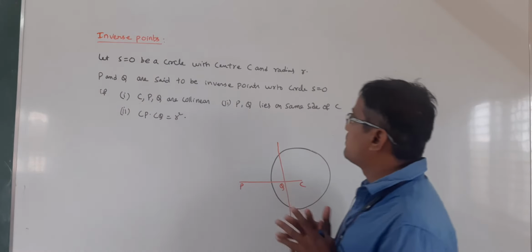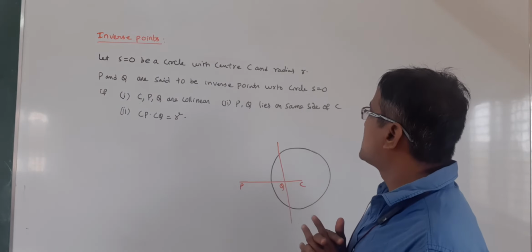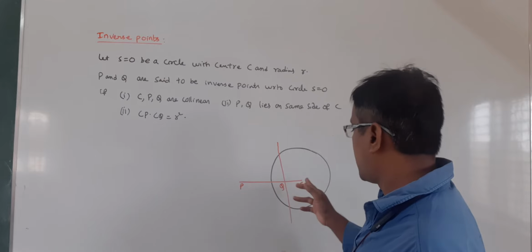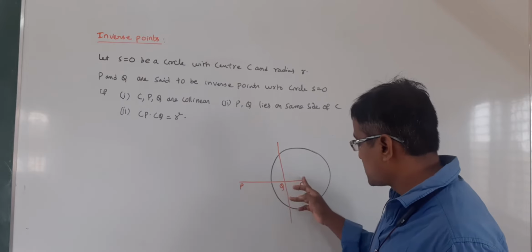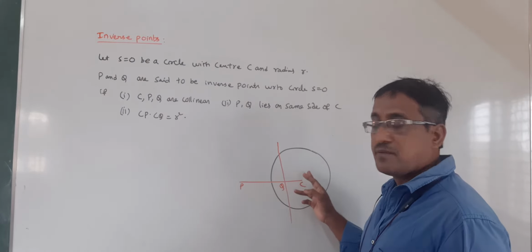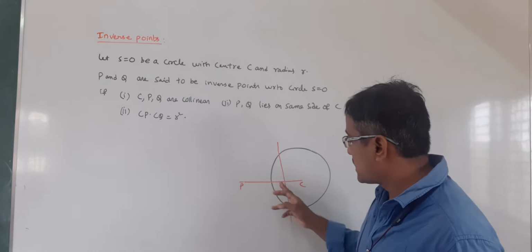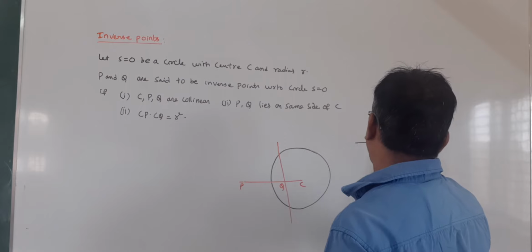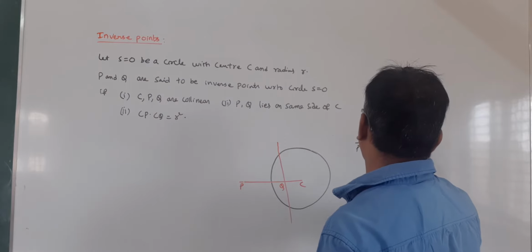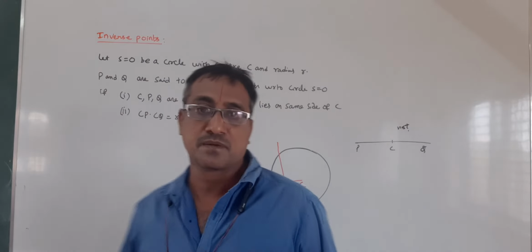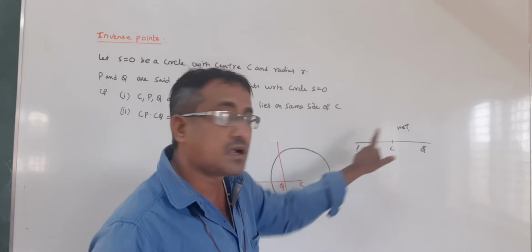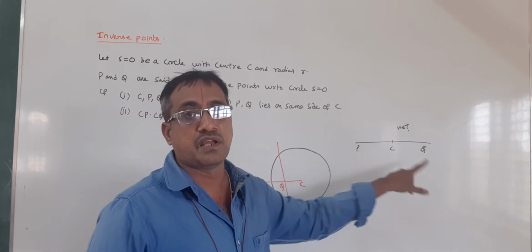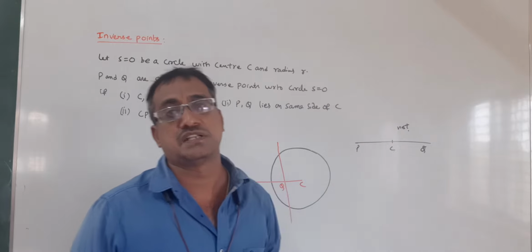Second point is P and Q lie on the same side of C. They must lie on the same side of the center. Now if the points are like these, they are not inverse points, remember this. These points are not inverse points. Here P and Q lie on the opposite sides of C.